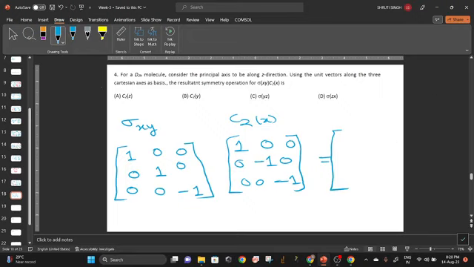Since it is a diagonal matrix, I can simply multiply the diagonal elements. 1 into 1, 1 minus 1. Ma'am, when we are applying C2x now, then Y should become Z, then Z should become Y, because angular rotation by 180 degree. So about x axis we are rotating.